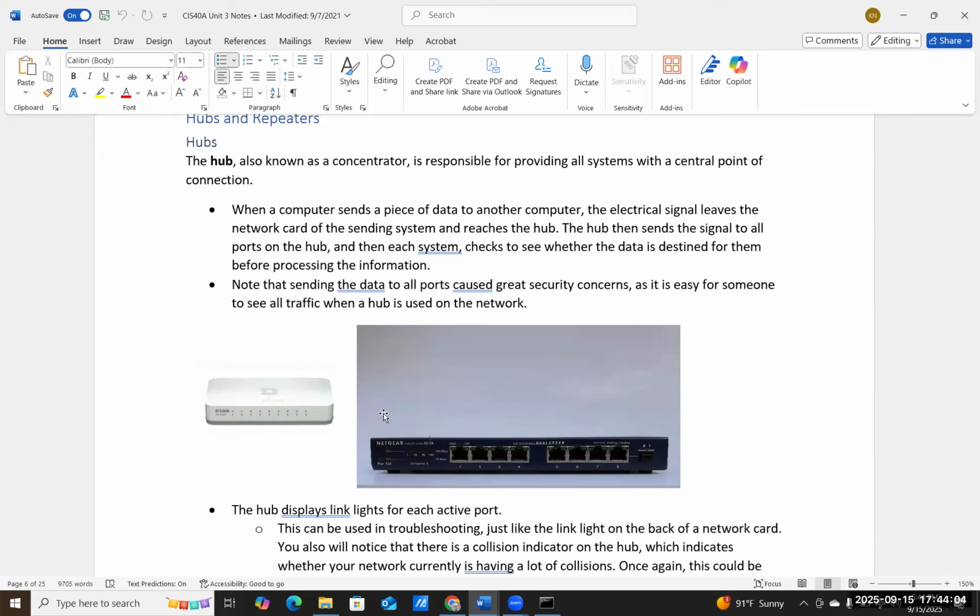So when you have a larger network, let's say 100 systems and you're using hubs to connect, what happens is you have systems that are just broadcasting to everyone and you don't want your data to go to everyone, right? And then the repeater, all it does is take the signal, duplicate it, and send it down. It repeats that same signal.